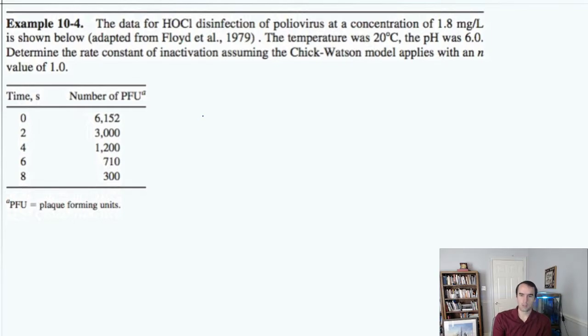Okay, so with this problem, what I want you to do is determine the K, that coefficient of specific lethality, and determine it in liters per milligram per second for HOCl specifically. So you're going to need to use Excel or a graphing calculator to process this data. I will work through that with you here in a moment.